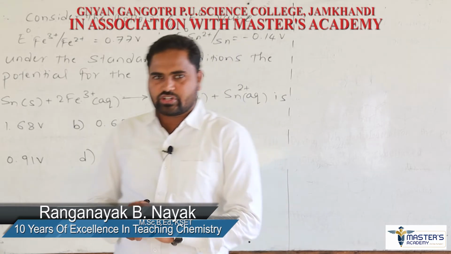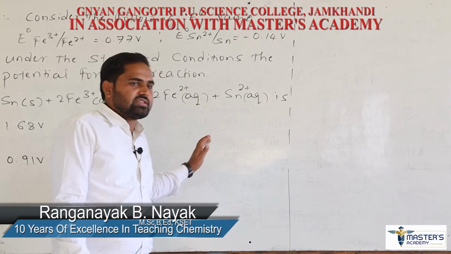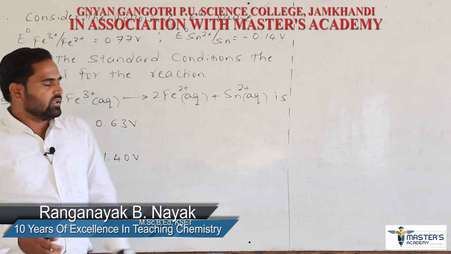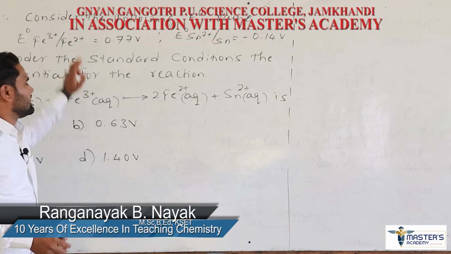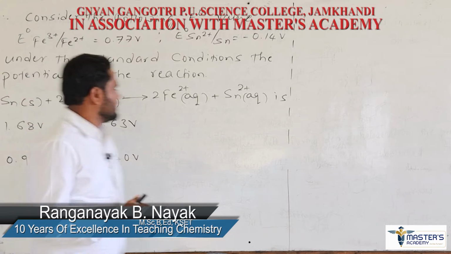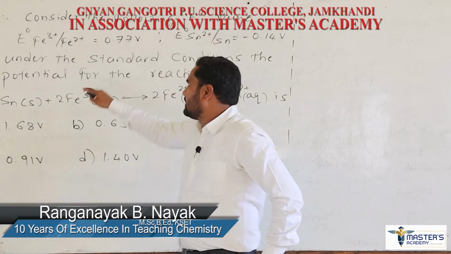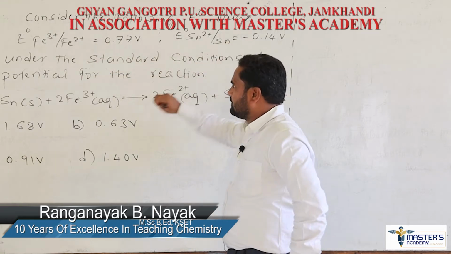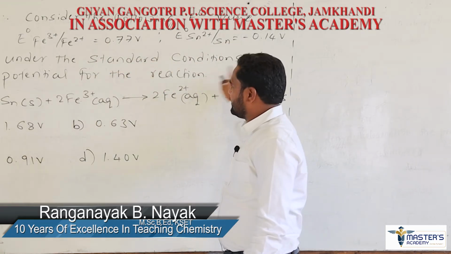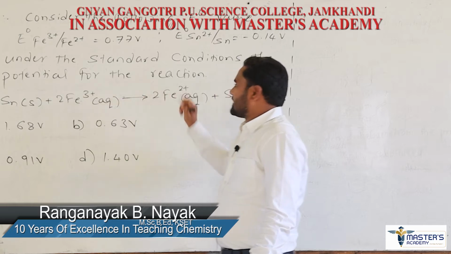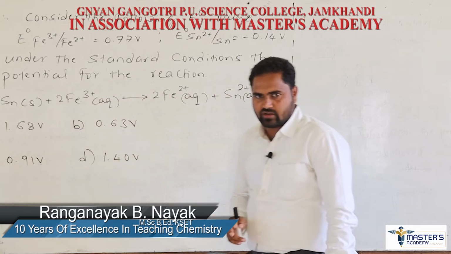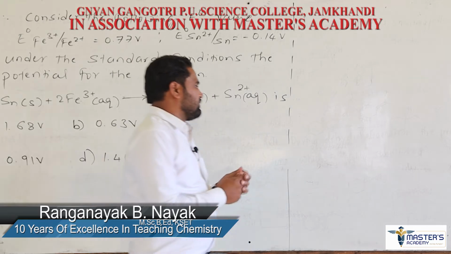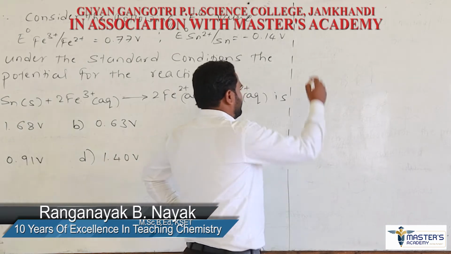Now, the question is already there. This type of question is common in KCET, NEET and IIT. Here, what they have given in the question: consider the following E0 values. The E0 values are already given, one is a positive value and the other is a negative value. Under standard conditions, the potential for the reaction, the reaction is already given. And basically you know the formula; based on that formula we are going to calculate the E0.